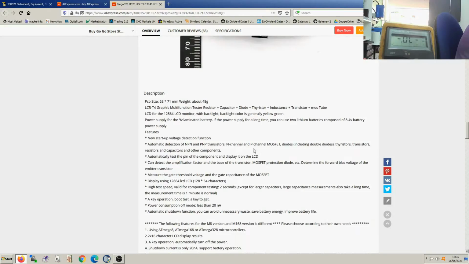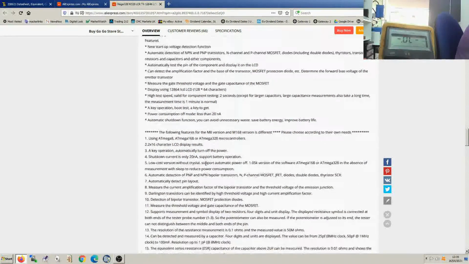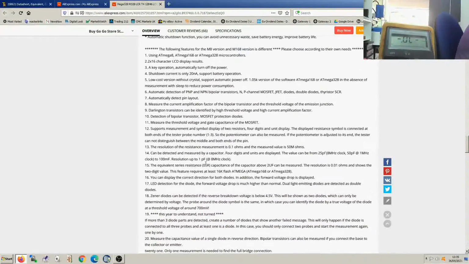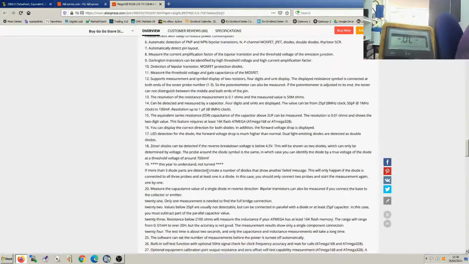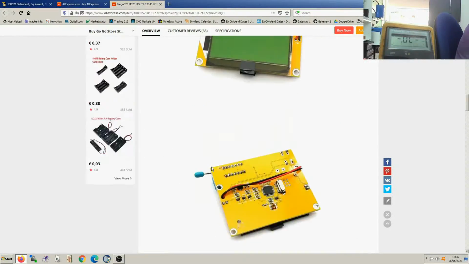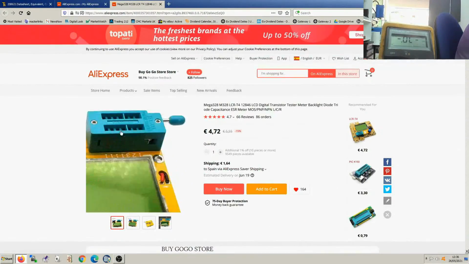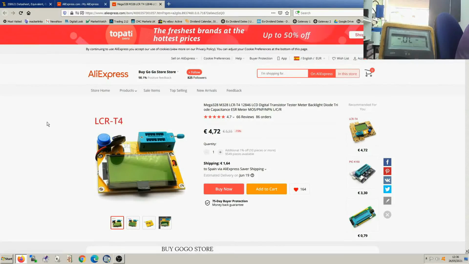Automatically detects NPN and PNP, N-channel and P-channel MOSFETs, diodes, double diodes, thyristors, transistors, resistors, capacitors, and other components. It detects just about anything. Oh, yeah. Wide range of capacitors, ESR. Gotta have one of them, guys. Let's order one. I'll get it on the way here, and then I'll review. Will review that. Yeah. Okay.